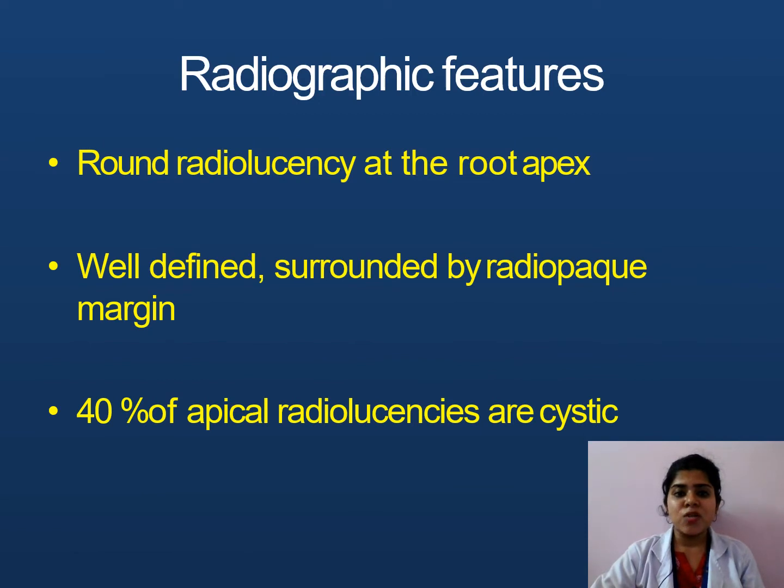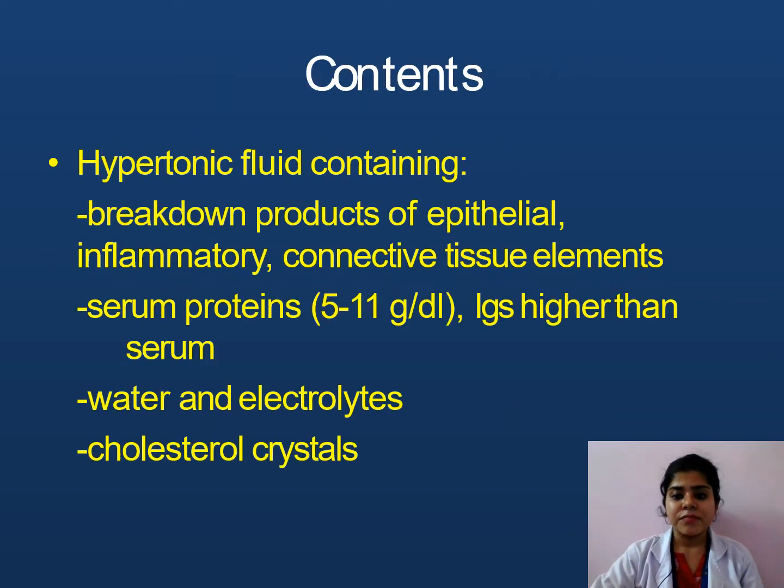Radiographic features include a round radiolucency at the root apex, well defined, surrounded by a radio-opaque margin. 40% of apical radiolucencies are cystic. The content is a hypertonic fluid containing breakdown products of epithelial, inflammatory, and connective tissue elements. Serum protein is about 5 to 11 gram per dl, with IgG higher than in the serum, and water, electrolytes, and cholesterol crystals.